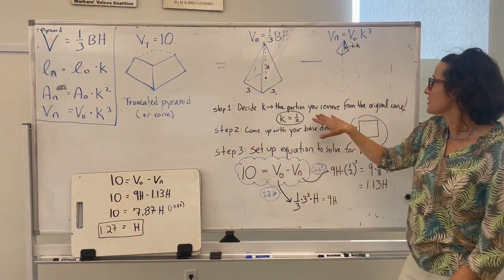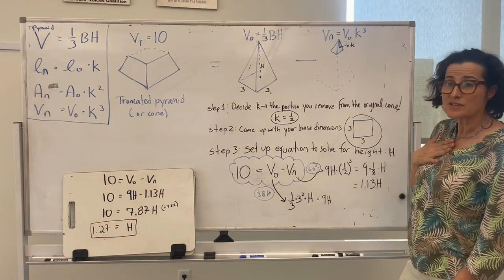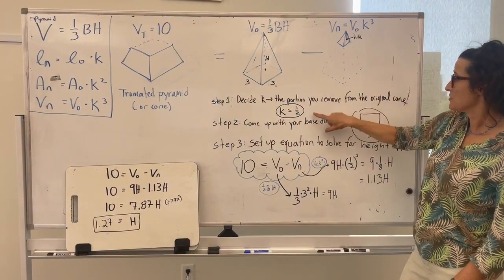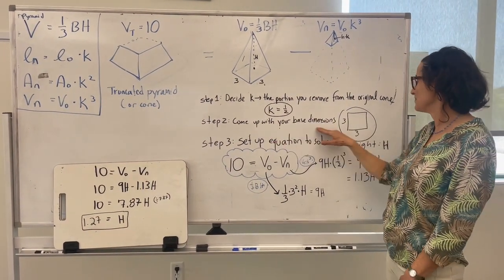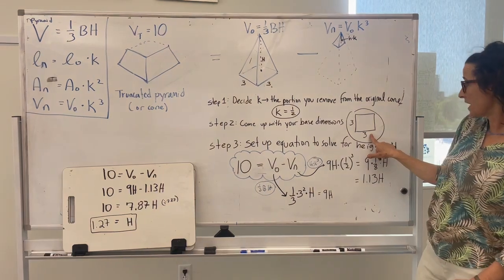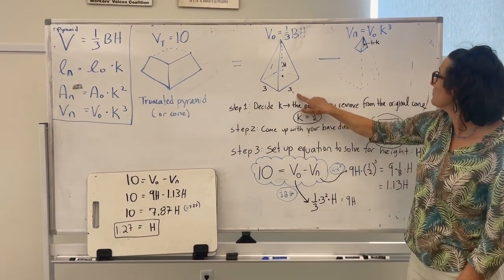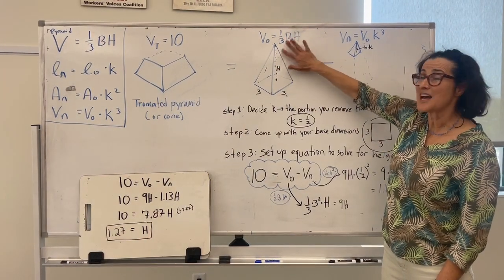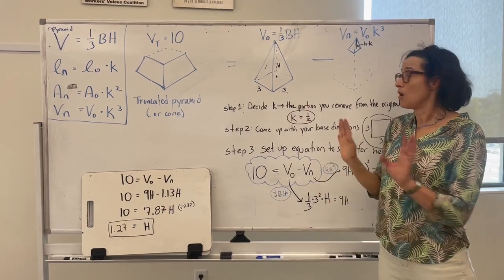So first thing, I'm going to decide K, which is what portion am I taking off. I have decided to take half off. You can choose a third, a fourth. I'm going to take half, so that's going to be my scale factor. Second thing, I'm going to come up with my base dimensions. So I've decided to do 3 by 3. All right, so now I have 3 by 3. I know my K. The only thing I do not know is the height, and that's what I'm actually attempting to find because those are the only things I actually need to do all the work.